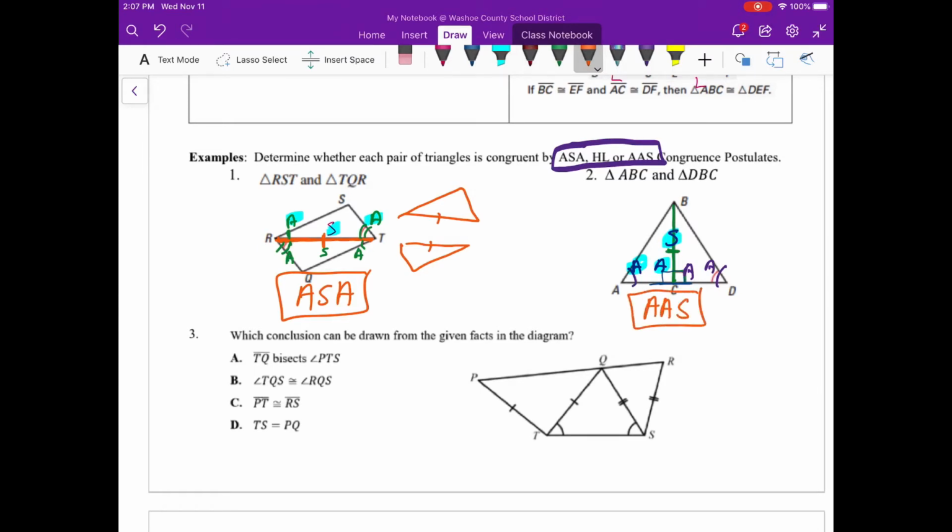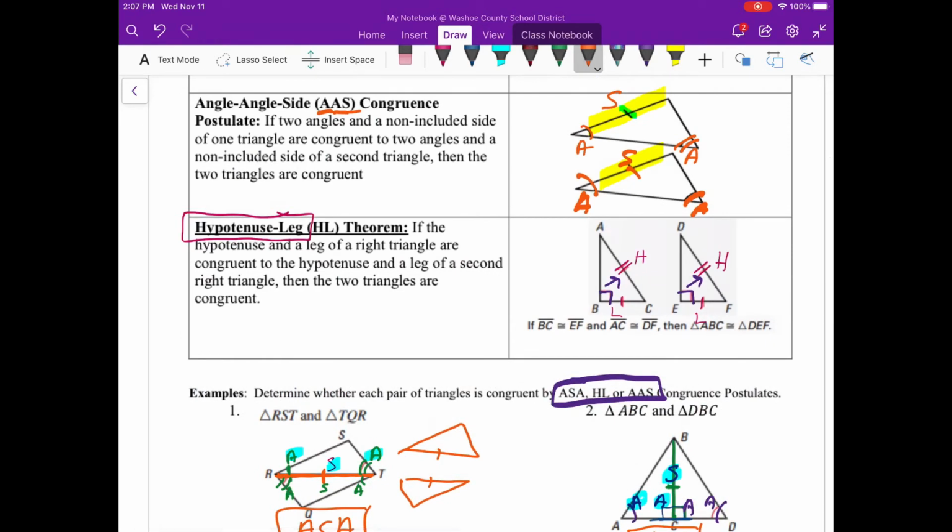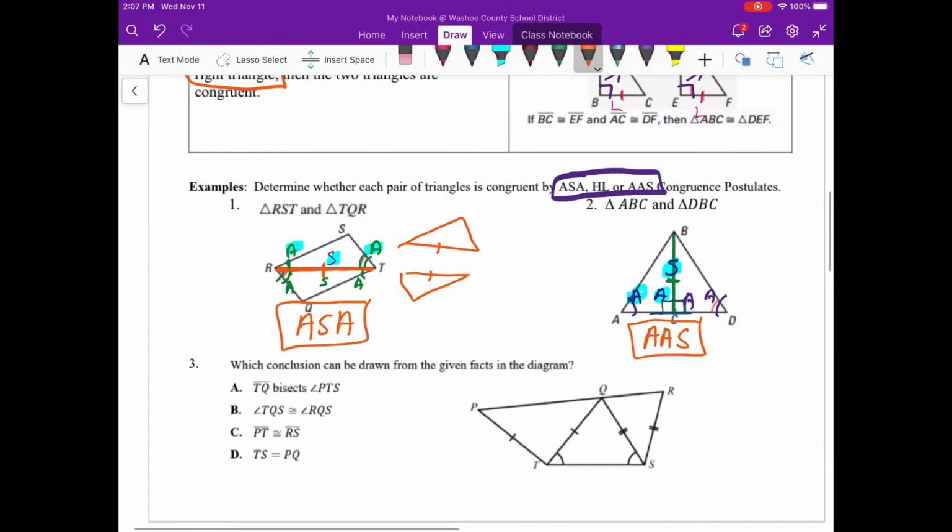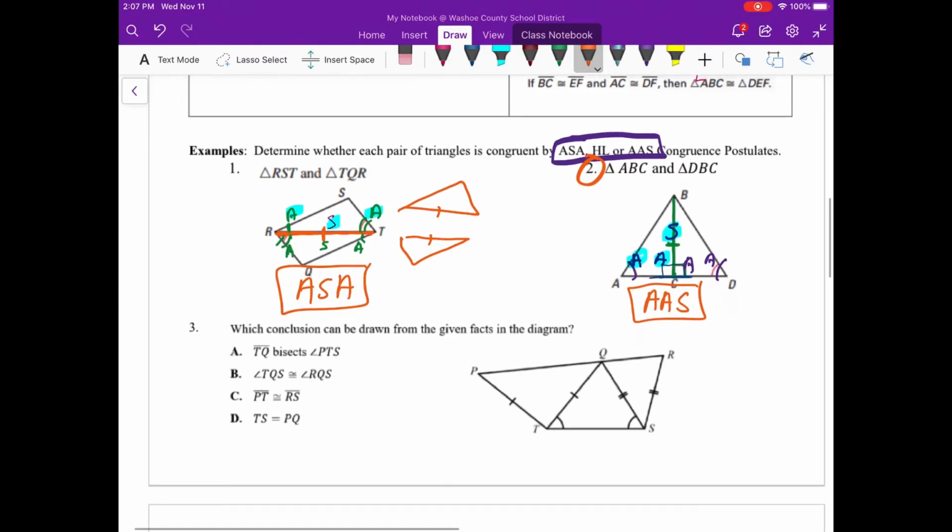And a common mistake here is thinking that just because this is a right triangle, it has to be hypotenuse leg. The hypotenuse leg theorem does only work for right triangles. Okay, only right triangles. But just because it's a right triangle, it doesn't mean it's automatically that one. So you have to be careful and pay attention to what they're giving you. In this case, for example, they didn't say anything about the two legs, so I can't just assume it's hypotenuse leg. Okay.